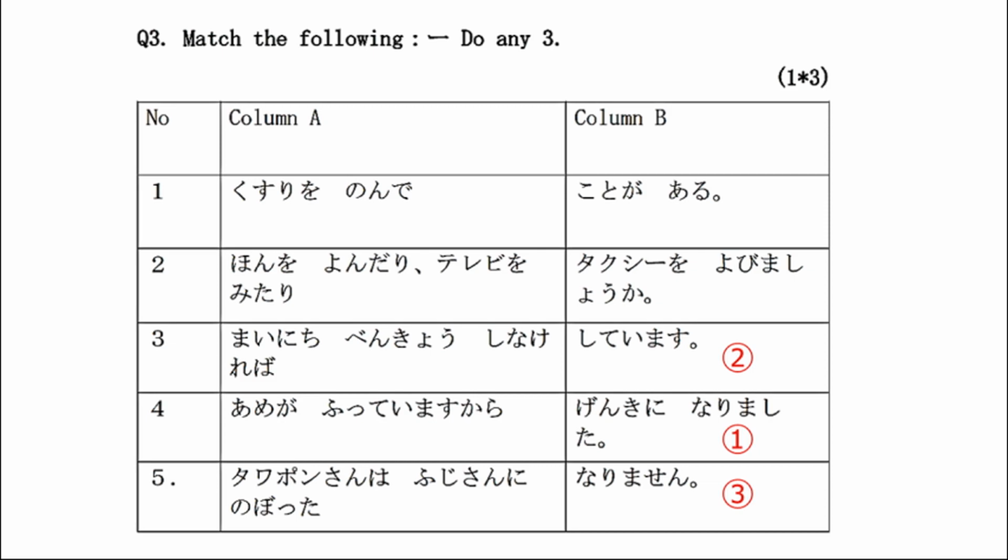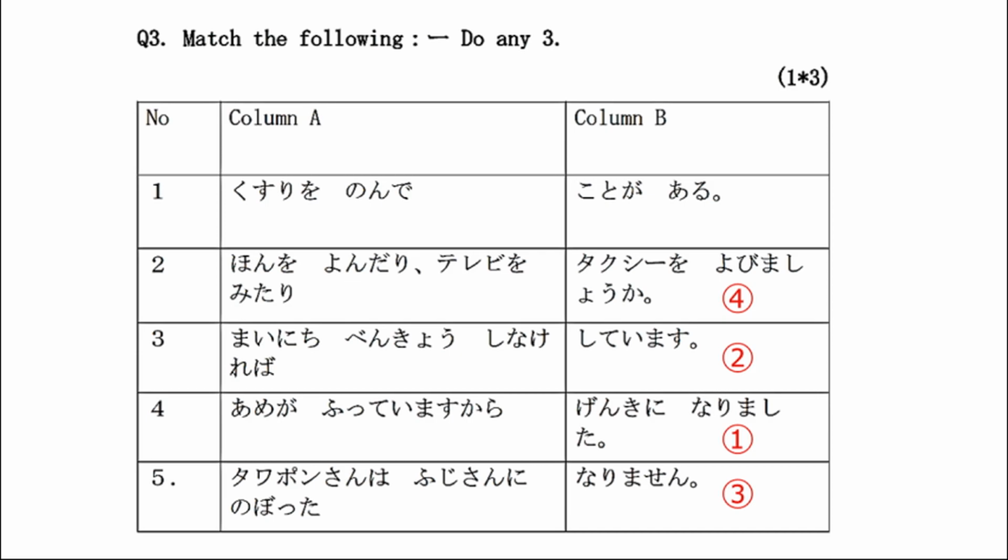Let us see the fourth sentence. Ame ga futtemasu kara, which means because it is raining. You know that kara is used to state a reason, and its position in a sentence is different from that of its English equivalent. So the correct answer will be Taxi o yobimashou ka, which is in the second line of column B. So let us write 4 next to this sentence.